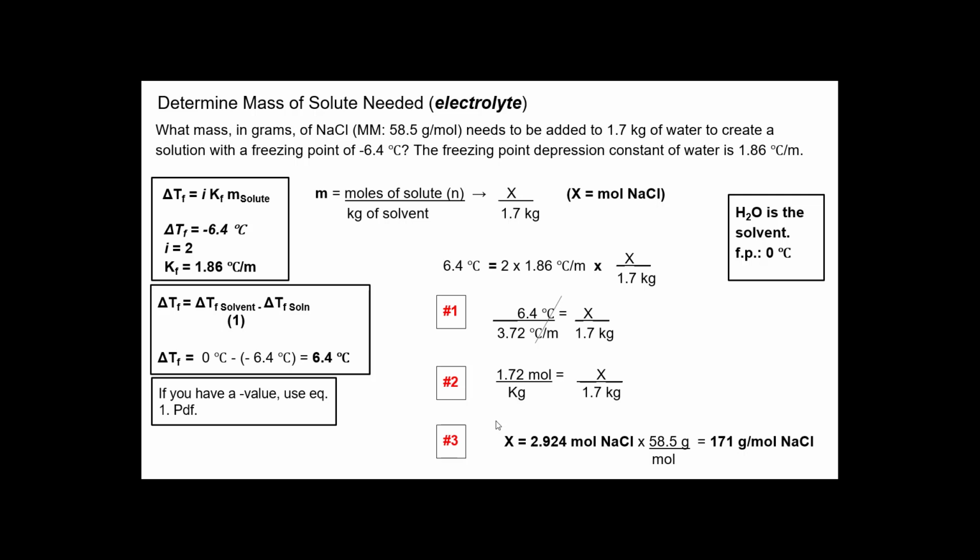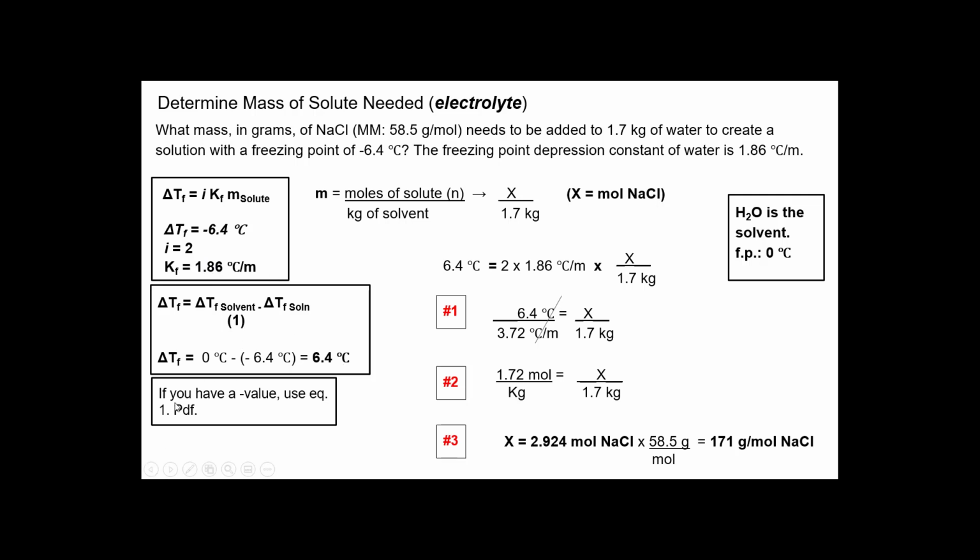What mass in grams of sodium chloride needs to be added to 1.7 kilograms of water to create a solution with a freezing point of negative 6.4 degrees Celsius? The freezing point depression constant is given. Okay, so let's break down everything for this problem. We have the problem here. It's an electrolyte. We need the i. The difference in the freezing point is negative 6.4. We have an i equals 2 because this dissociates into 2 ions. And we have the Kf factor.